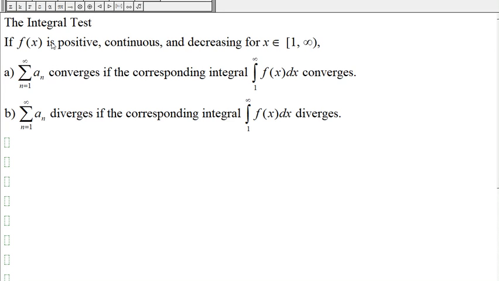So here we have the integral test, and it says that if f of x is positive, continuous, and decreasing on the interval from 1 to infinity, then the corresponding infinite series converges if this improper integral converges, and the corresponding infinite series diverges if the improper integral diverges.